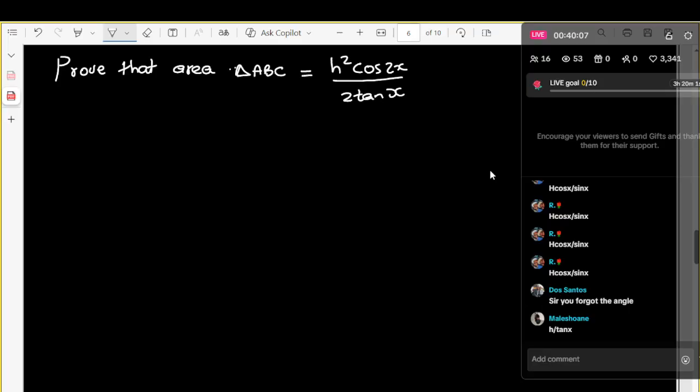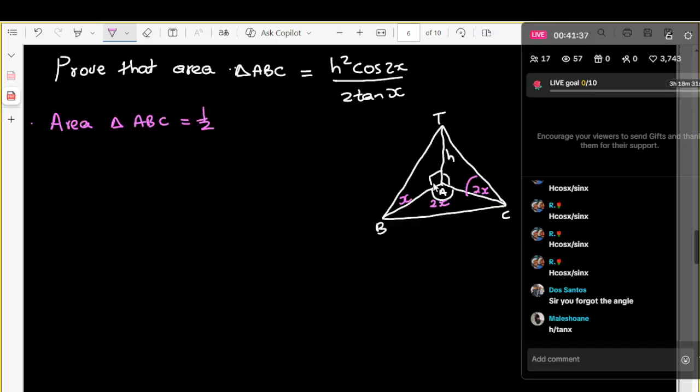So now look at this. If I write the formula for area, let's look at what they are looking for. They are looking for the area of ABC. So if I use the area rule, I'm going to say that the area of triangle ABC is equal to half. Look at this. We need to check which one is the included angle. It's angle A. So we need to use this side.